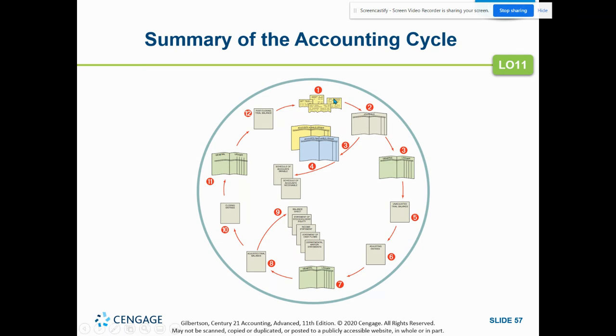So from our transactions to journalizing, posting, steps 5 and 6 would be our worksheet basically. Step 7 is getting everything updated into our ledger to do our financial statements. Then from our financial statements, we'll do our closing entries, we'll post them, and do our post-closing trial balance.